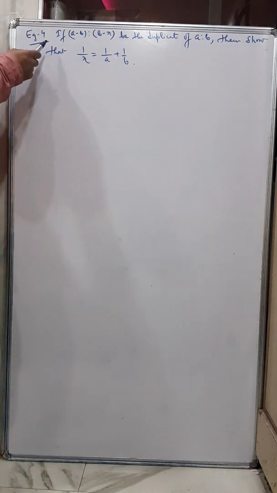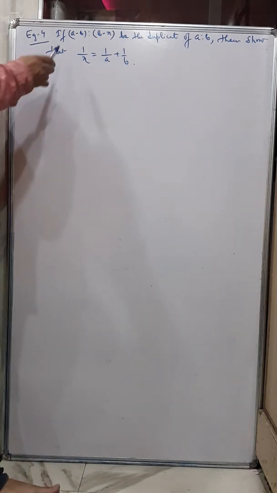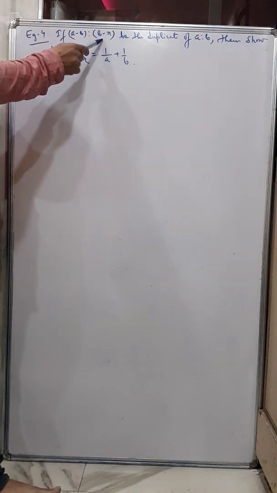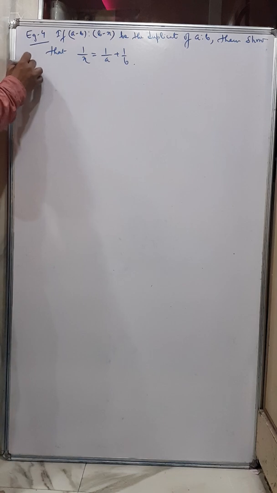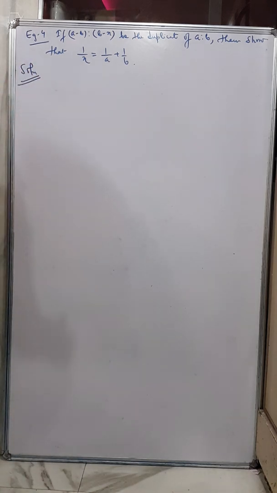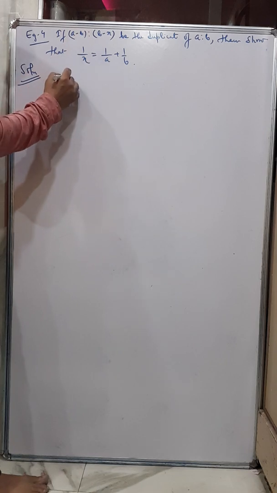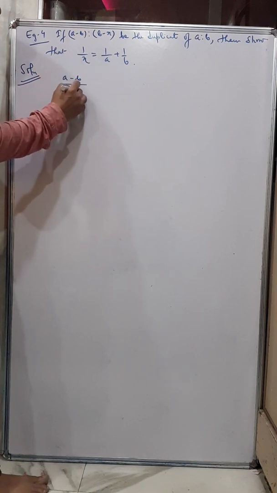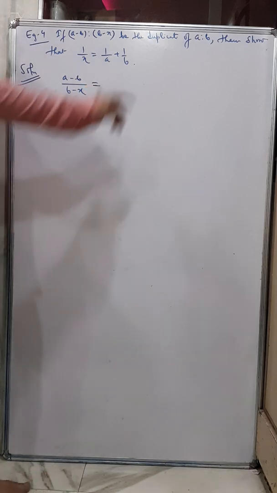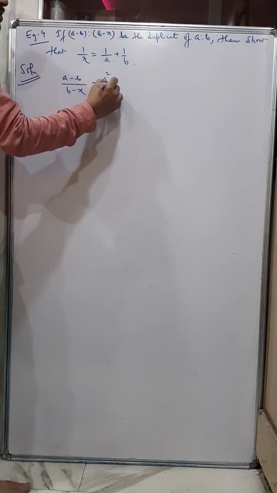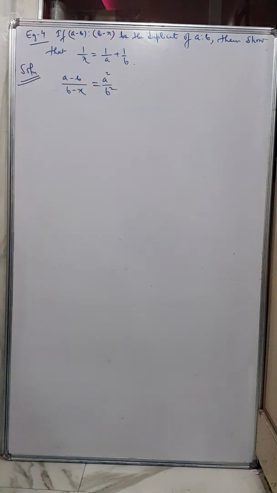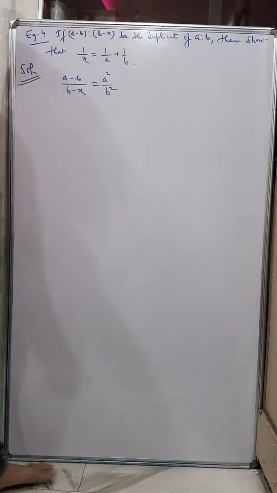Okay. Now the next example 4. You have to prove this. Suppose if a minus b is to b minus x is the duplicate ratio of a is to b, then show that 1 by x equals 1 by a plus 1 by b. Okay, so it's very simple. According to this question, a minus b by b minus x is the duplicate of a is to b. Now what is the duplicate of a is to b? It will be a square by b square. So this is the condition given, and now from here we can easily prove this. We will simply do cross multiplication and we can get it.